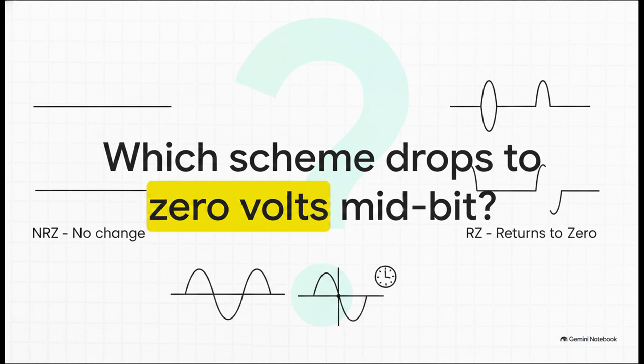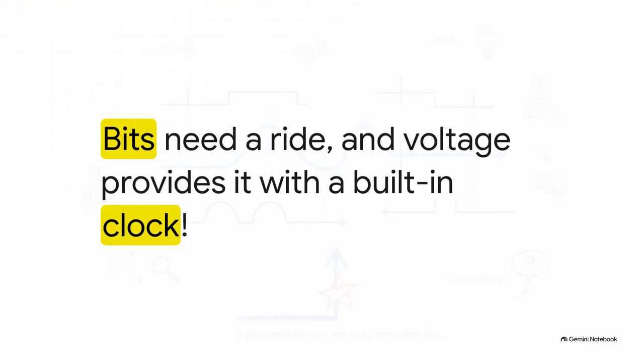Recognizing how that single 0-volt drop solves the missing clock problem means you are already mastering the core challenges of Layer 1 networking. We have covered a lot of ground today, from the fundamental missing clock problem all the way to the brilliant electrical engineering of Manchester encoding. But as we wrap up this explainer, if you remember only one thing, remember this: bits need a ride, and voltage provides it with a built-in clock. Line coding isn't just some dry textbook definition to memorize for an exam and forget. It is the fundamental translation that makes all digital communication physically possible across copper and fiber, the whole shebang.